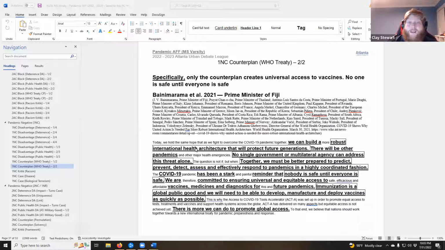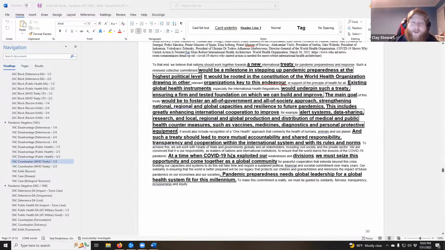The problem with that is just because the United States is more vaccinated doesn't mean that COVID in Brazil can't be a problem if the virus continues to mutate and continues to change. So this piece of evidence says that nobody is safe until everyone is safe. So international cooperation will help ensure that everyone has access to vaccines and nobody gets left behind.